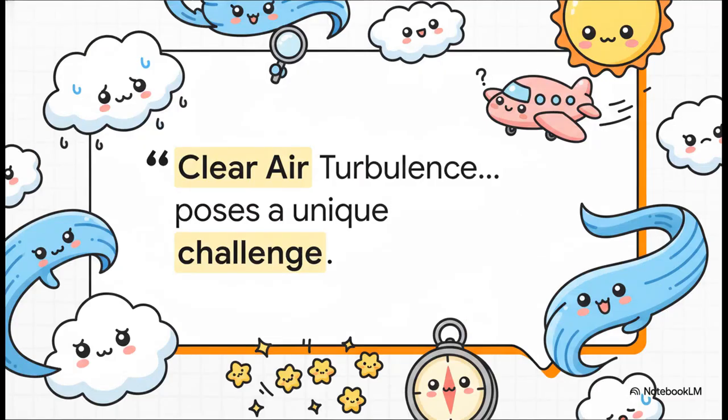But the real curveball, the thing that poses a unique challenge, is something called clear air turbulence, or CAT. Just like the name says, it's totally invisible. There are no storm clouds to warn you. And this is where all that modern forecasting and the real-time pilot reports become absolutely critical to finding a smooth path through a perfectly blue sky.